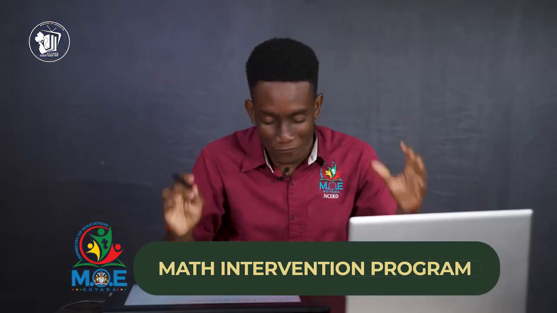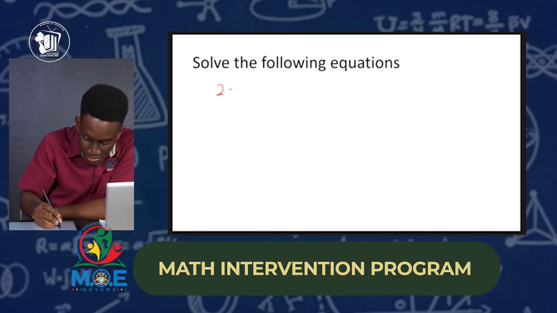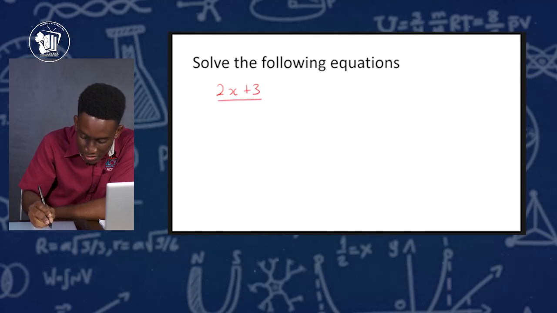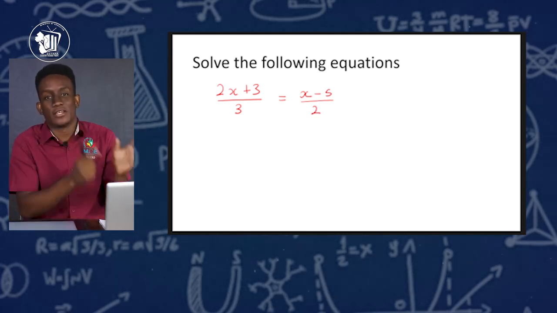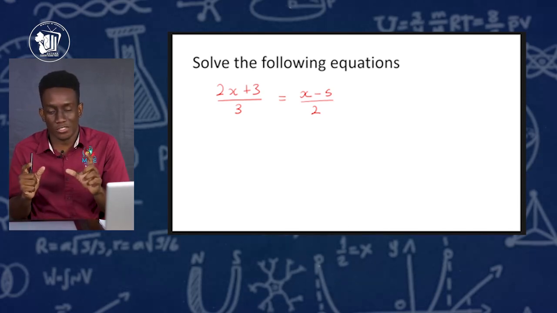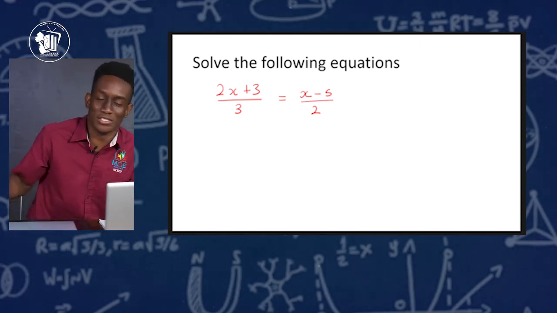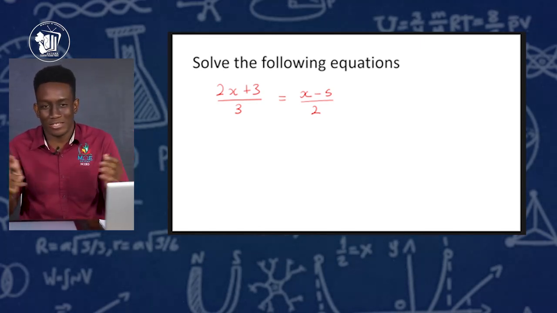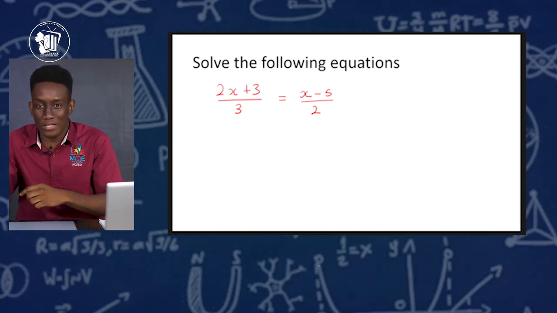So let's take things further now. Let's take things up a bit. So let's say we have the equation 2x plus 3 all divided by 3 is equal to x minus 5 all divided by 2. So we see a fraction is equal to a fraction. Now, whenever you see a fraction equal to a fraction, it's hard to work with fractional equations. So we want to try to get rid of the denominator. So how do we get rid of the denominator? By simply cross multiplying the denominators.